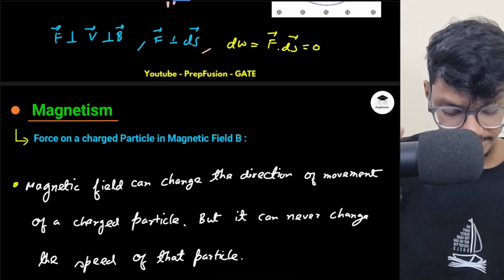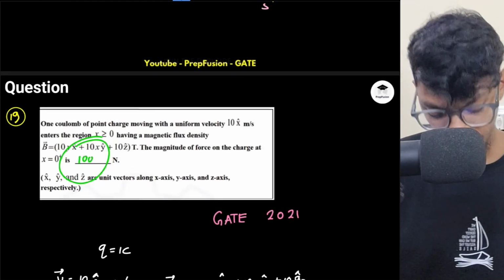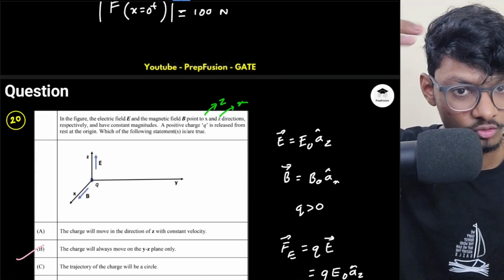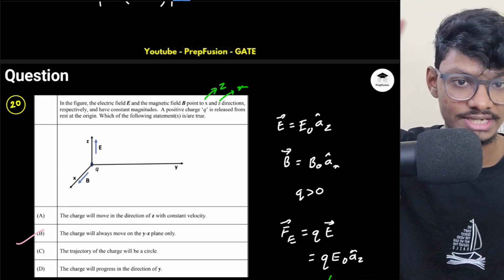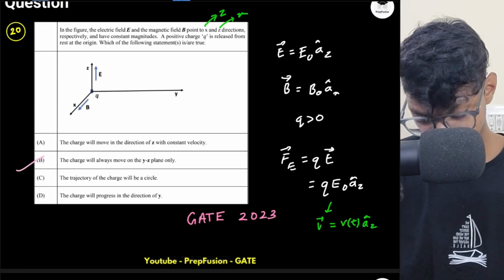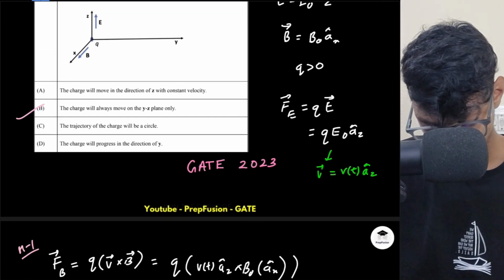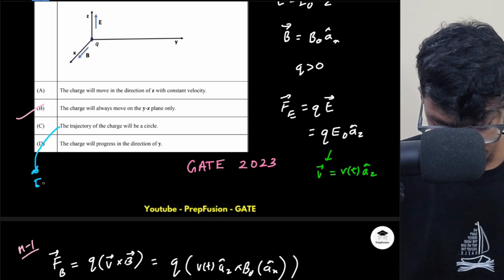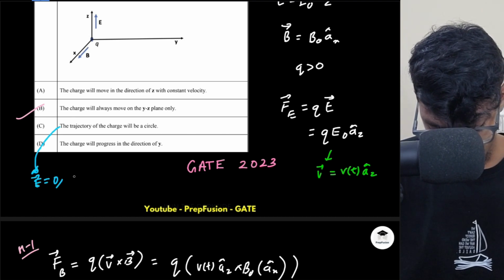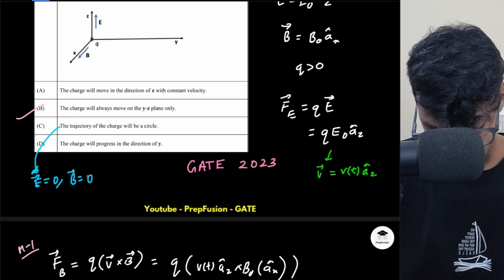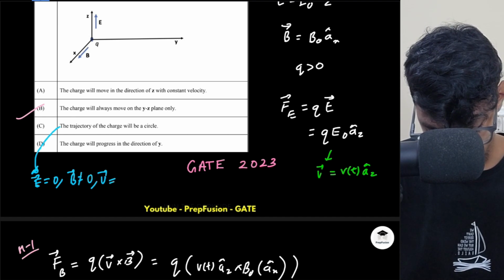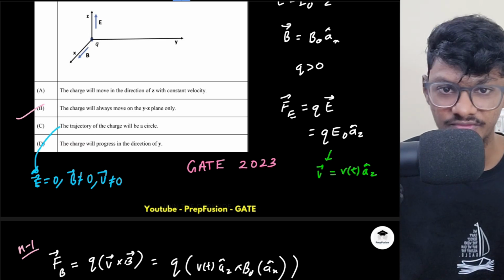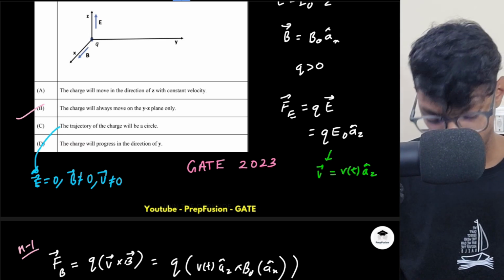So remember, we get this circular motion when the electric field is 0, so the force due to the magnetic field always acts in the perpendicular direction. This is also an important point that you should know. The trajectory will be a circle when the electric field is 0, the magnetic field is non-zero, and obviously the velocity is also non-zero. Then only I will get a circle. This is simple physics, simple maths, right? I hope you understand this point.